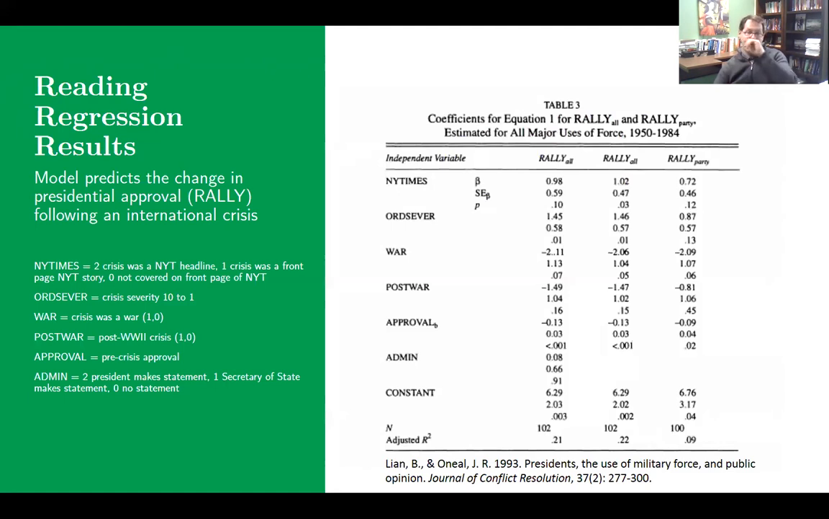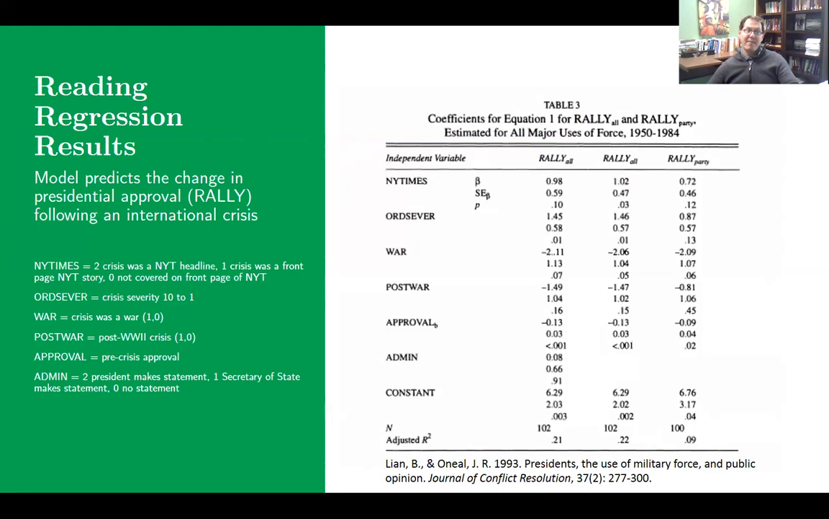And so we can look at that New York Times variable and look at how it's coded. 2 is the code that gets used when there was a crisis that was a New York Times headline. 1 is a crisis that made a front page story. And 0 is a crisis that was not covered on the front page of the New York Times. So this is getting at how big of a deal in terms of media coverage and public attention was this particular crisis. And I would imagine the crises that get more attention are more likely to have an effect on presidential approval.